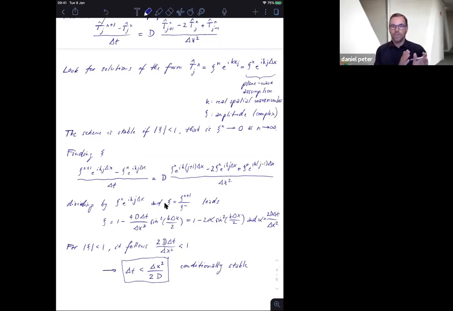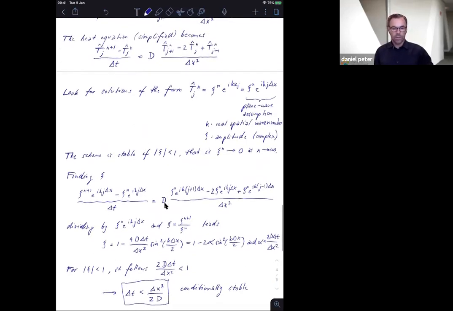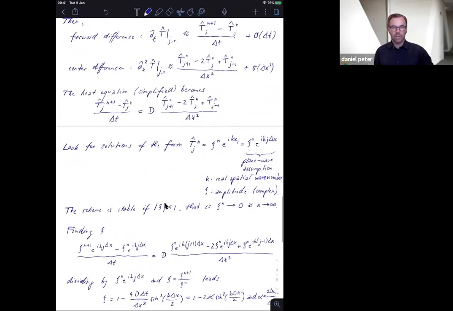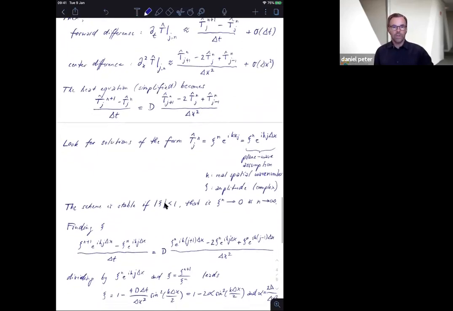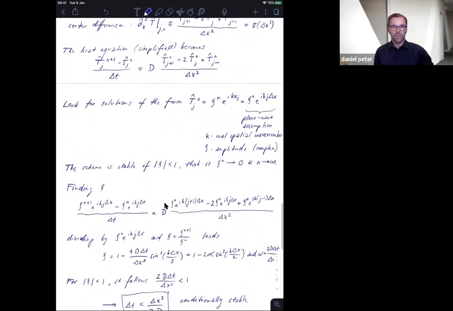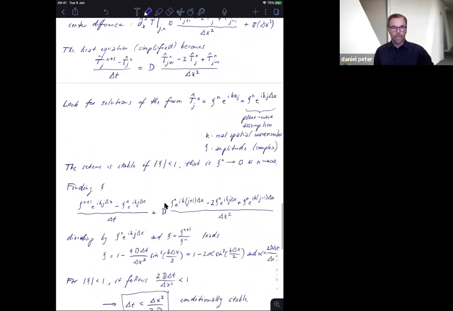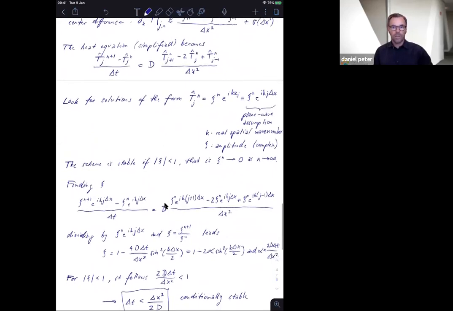So if we choose now the delta t too big, the scheme becomes unstable. The solution would blow up over time. So this scheme that we set out, when we use a forward difference and center difference scheme for the heat equation or the diffusion equation, becomes a conditionally stable scheme.